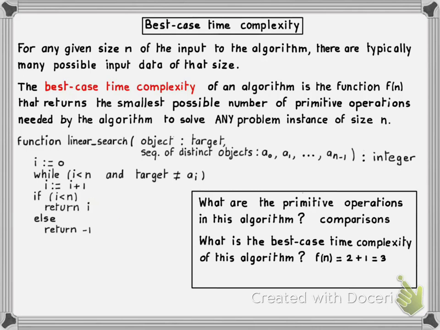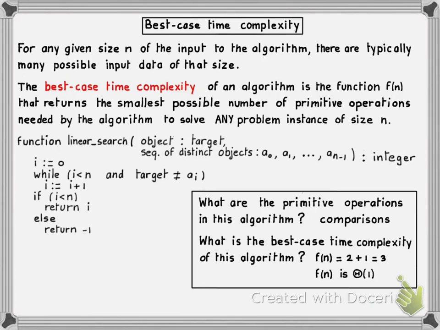Now notice the interesting thing here is that f of n is a constant value. What does that mean? That means in the best case, when the target object is the first one in the sequence, it doesn't matter how long the sequence is, the algorithm always takes the same amount of time, in other words, the same number of comparisons, that is 3. And as we already know, this is a constant function, so in this case, the best time complexity of this algorithm is big theta of 1. That means it's of order 1, which is just a constant time.